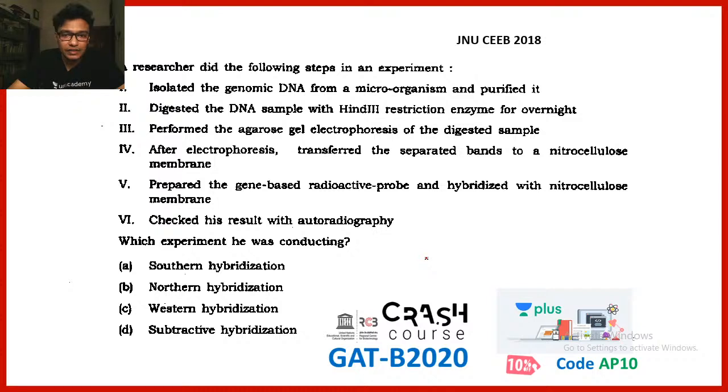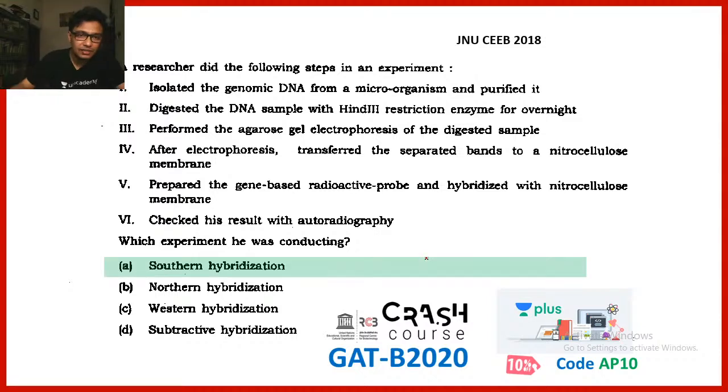After electrophoresis, transferred the separated band to the nitrocellulose membrane, prepared the gene-based radioactive probe and hybridized with the nitrocellulose membrane, checked it in an autoradiograph. So obviously they have depicted an experimental technique. You just have to guess what this experimental technique is. Okay? So obviously this was very easy, it's just a Southern blot.